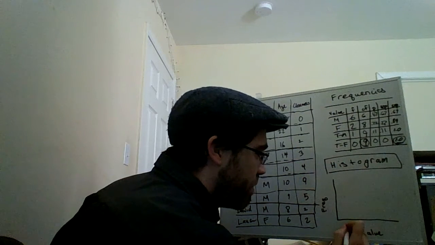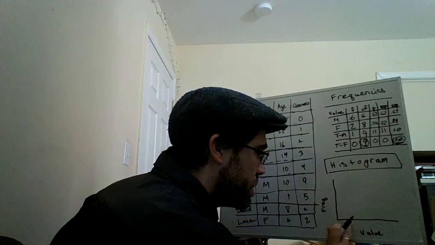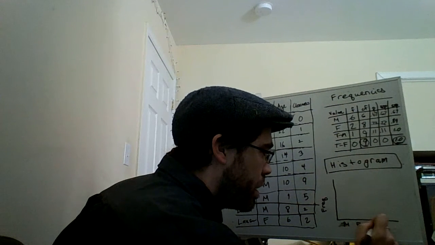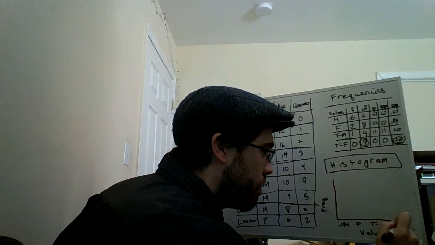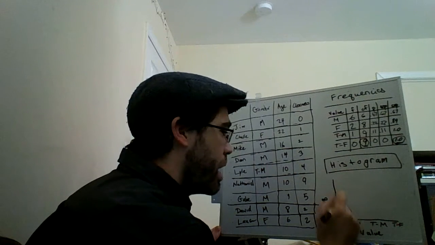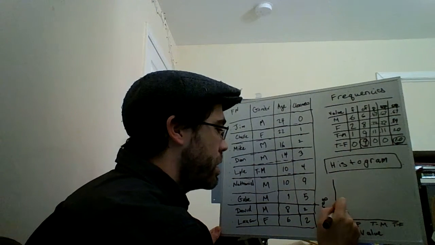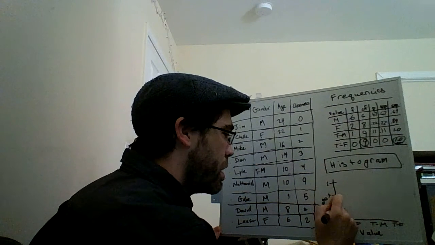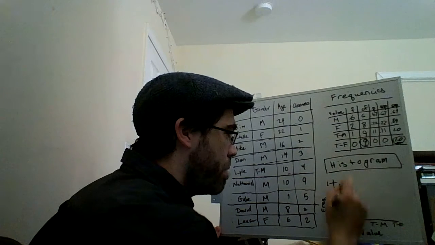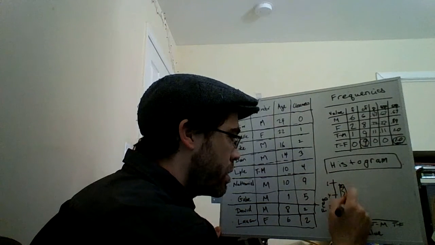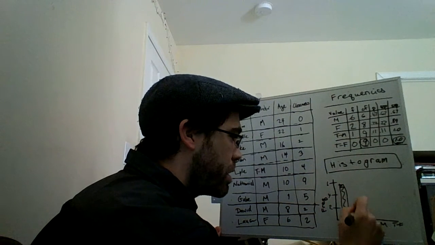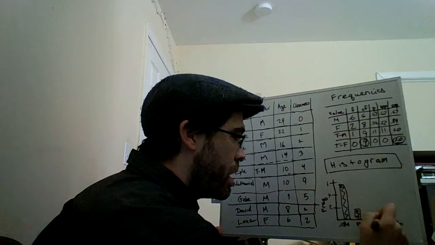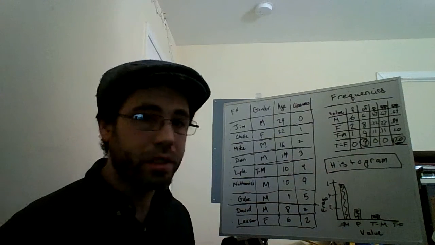In the case of a nominal variable like gender, it's just a bar chart. We've got male, female, trans female. And if this is 2, 4, 6, then our male bar would go up there, our female bar would go up here, the trans male bar just goes to 1, and there's no bar for trans female because it's 0.